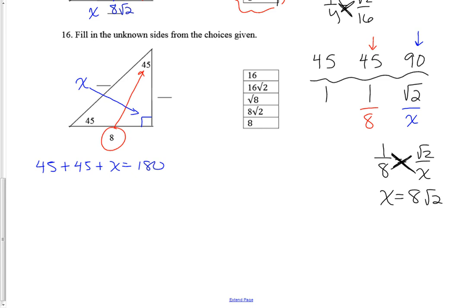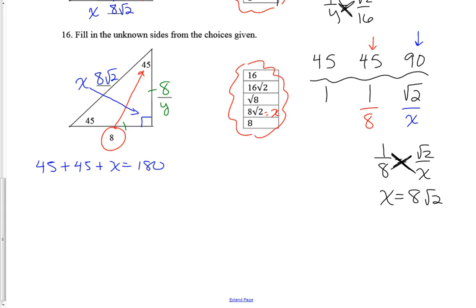So I go to my answer bank. Here's my answer bank. And I make sure, do I have an 8 times the square root of 2? And I do. This is going to be my x. So I put that in my picture, 8 times the square root of 2. At this point, if you recognize that the 45, 45, 90 triangle is isosceles, then you know that these two sides are equal, which means the missing side is 8.